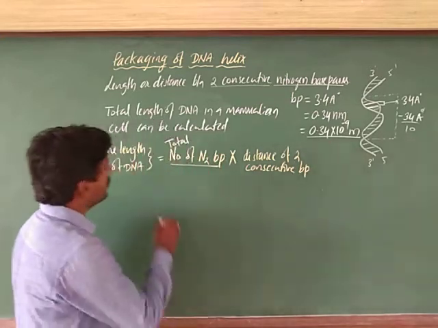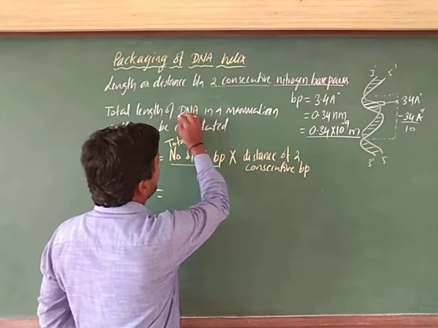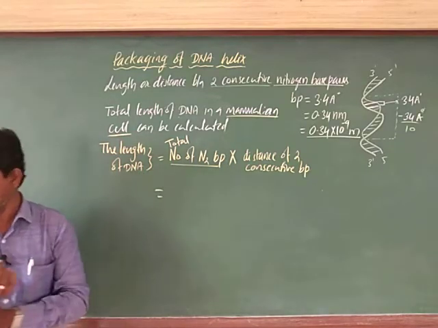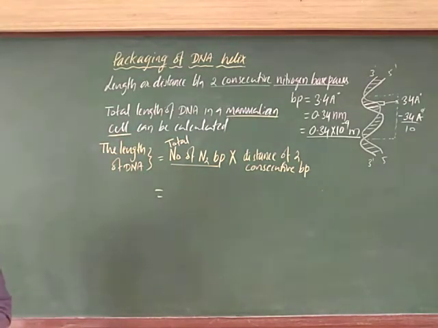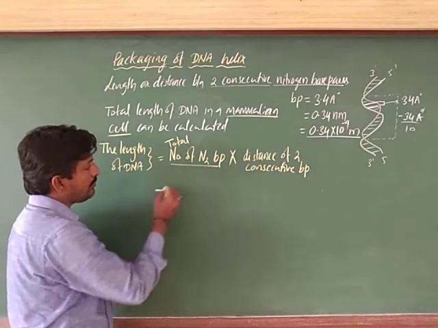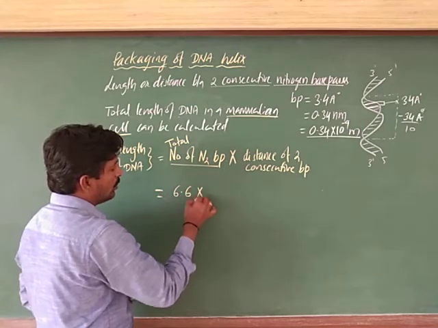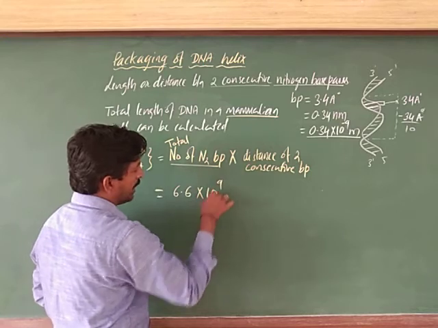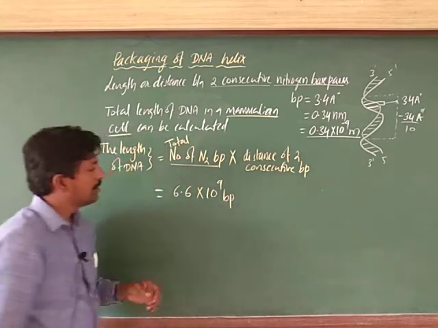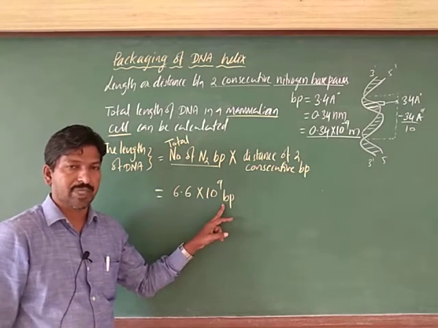So, how can you identify the typical cell DNA in a mammalian cell? I have taken a mammalian cell here. It has a total number of nitrogen base pairs, so let us calculate here: 6.6 into 10 raised to 9 BP. BP means here base pairs.